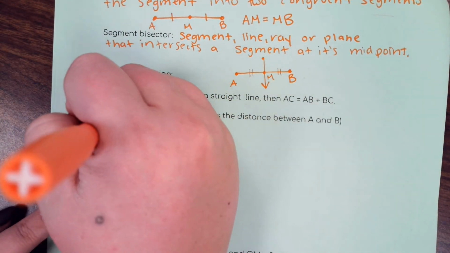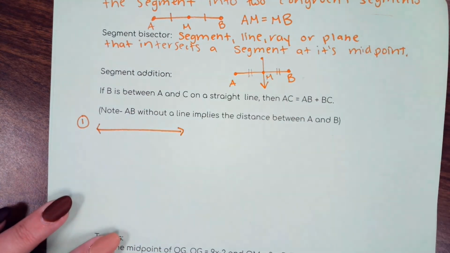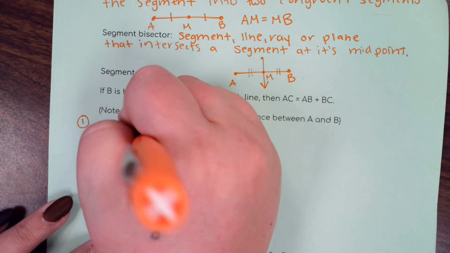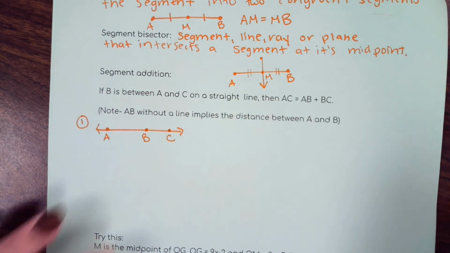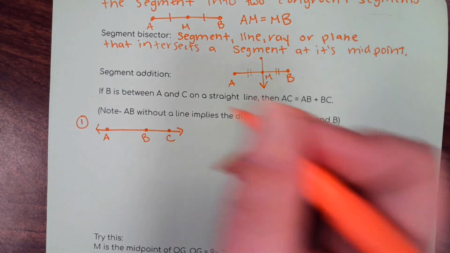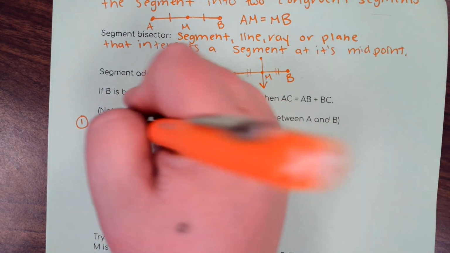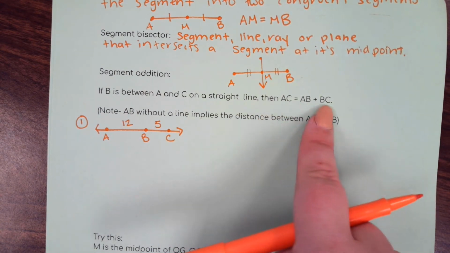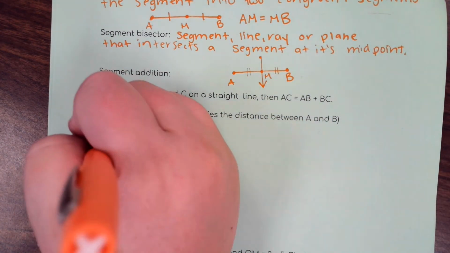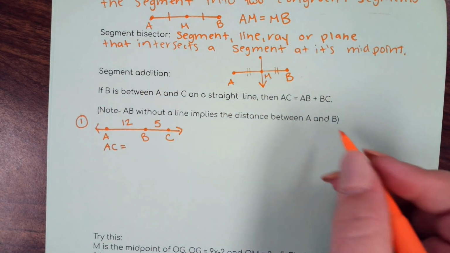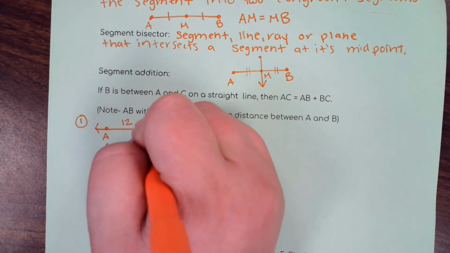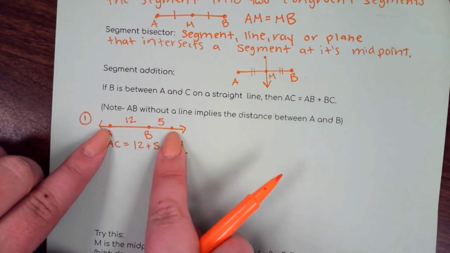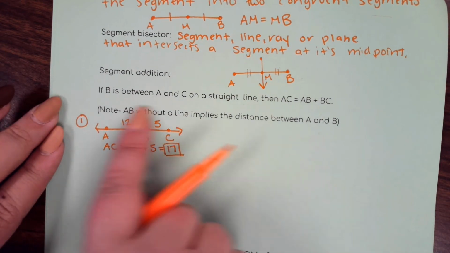Let's draw a line. On that line, let's put 3 points, A, B, C. Let's say AB is 12. Let's say BC is 5. If we used our definition of segment addition, AC equals AB plus BC. So that'd be 12 plus 5. So that means AC is 17, which if you look at the diagram, that's very logical, right? This is a very simple one.